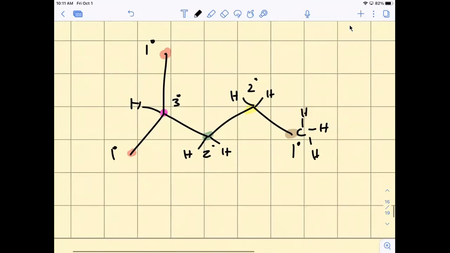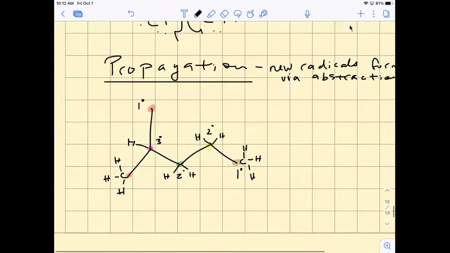Right, so all of these, and then I'm only going to show one of these down here, because again, we're only concerned about one, even though they're both abstractable. We only need to show one, all right? Because whether you abstract from the top or the bottom, we already showed through naming it that you'll get the exact same compound. All right, everybody okay with that?